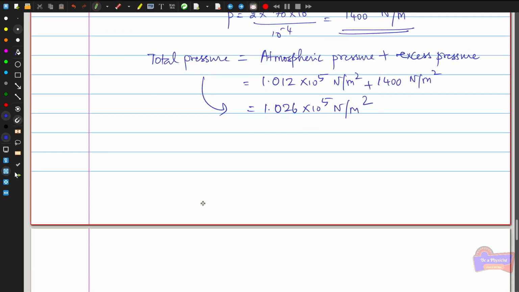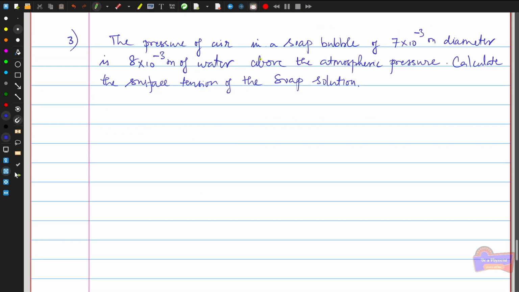Next, the third problem is: the pressure of air in a soap bubble of 10 power minus 3 meter diameter is given by 8 into 10 power minus 3 meters of water above the atmospheric pressure. We have to calculate the surface tension of the soap solution. Here the pressure is not directly given, but it is given as 8 into 10 power minus 3 meters of water, so we have to convert this water pressure into the excess pressure, and then substitute the value into the excess pressure formula.